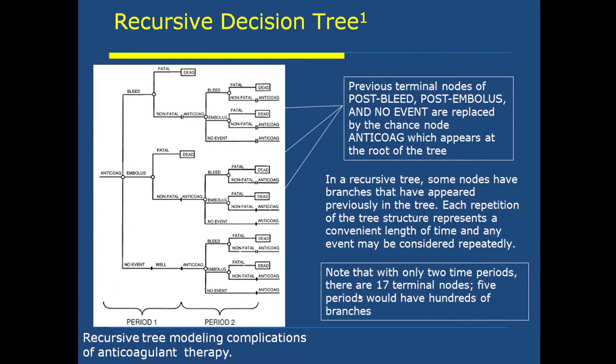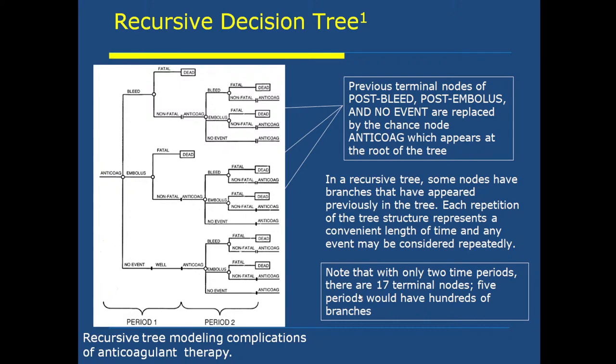On this slide, you see a recursive decision tree. The recursive tree models complications of anticoagulant therapy. Some previous terminal nodes of post-bleed, post-embolus, and no event are replaced by the chance node anticoagulant, which appears at the root of the tree.